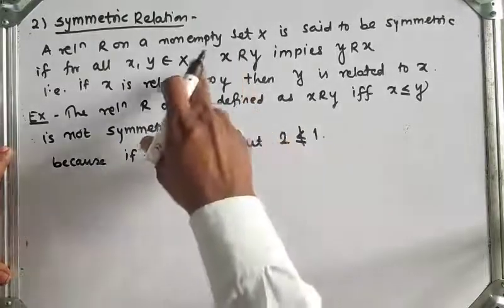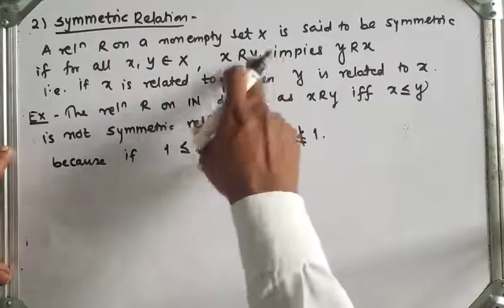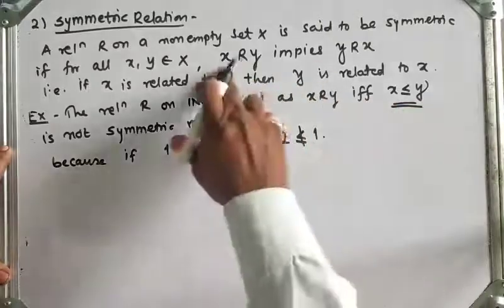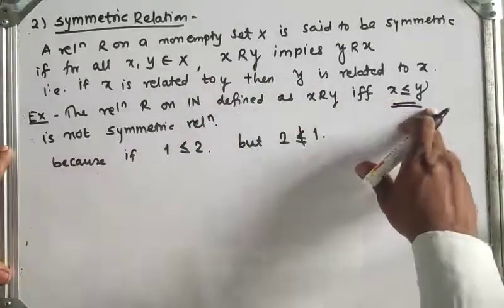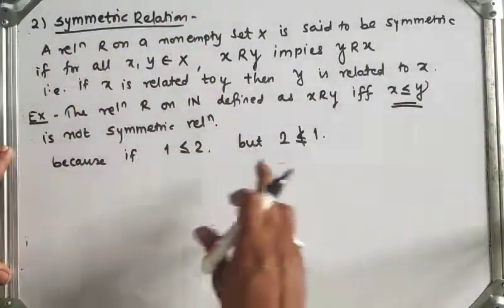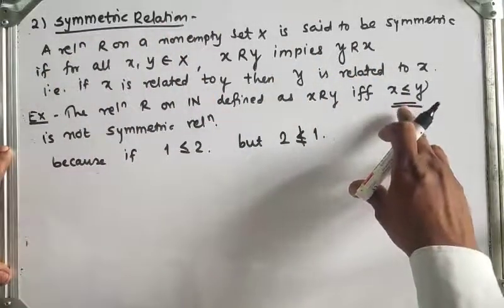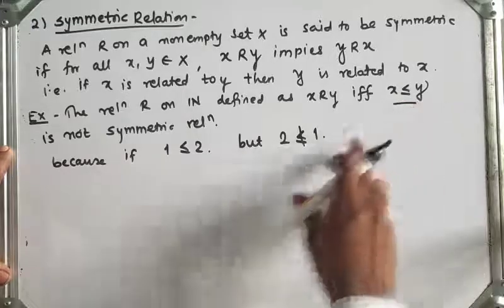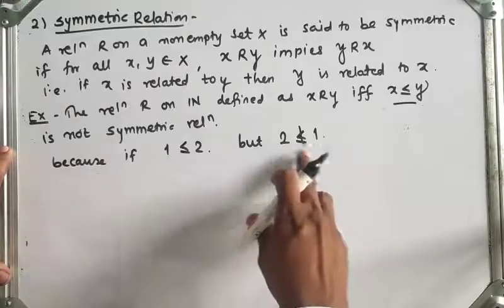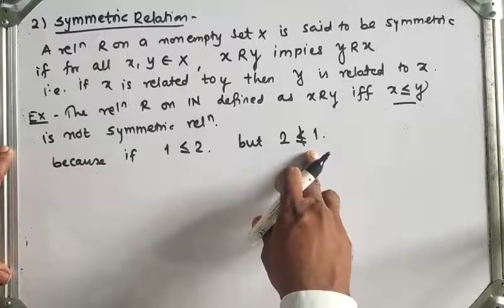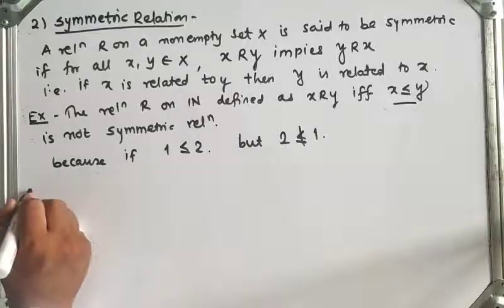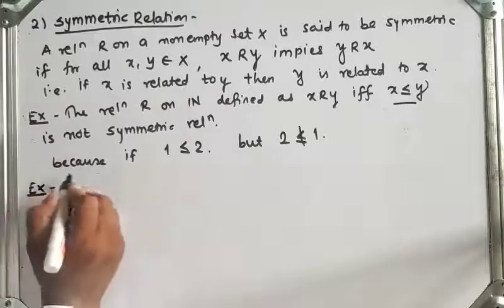What is the definition? If x is related to y, here the relation is of the less-than-or-equal type, x less than or equal to y, this should imply y related to x for the relation to be symmetric. But if I take the elements 1 and 2, 1 is less than or equal to 2, but 2 is not less than or equal to 1, therefore the relation R is not a symmetric relation.